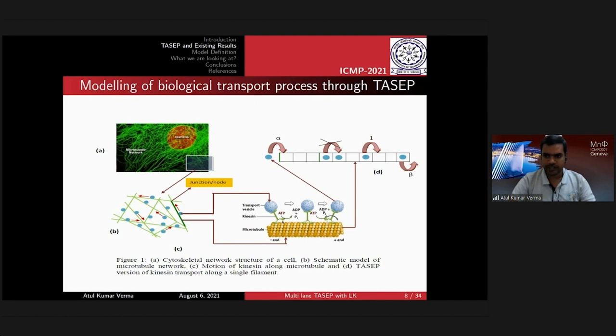So how does this TASEP work? Since this is continuous space, we convert this continuous space into a discrete one-dimensional lattice. Then we describe these biological motors as physical particles, and like this they are moving. We also assume that particles will enter and move forward in the lattice, and then finally they will leave the lattice. This is how we mimic this biological problem using the TASEP model.